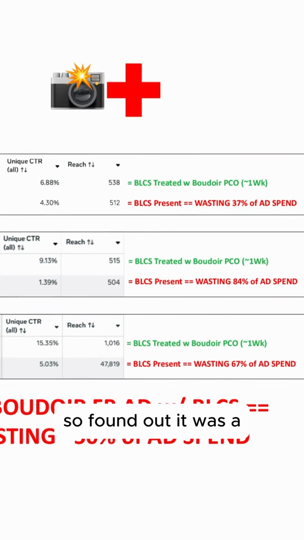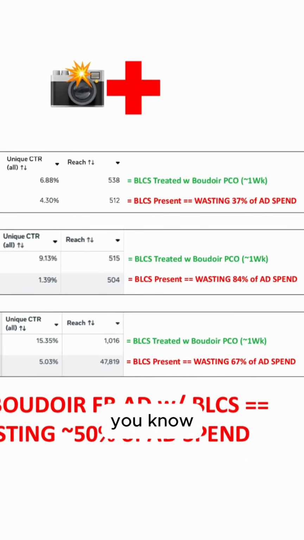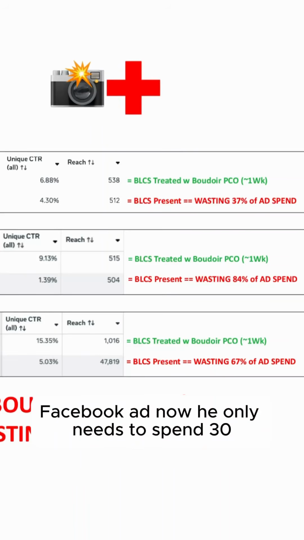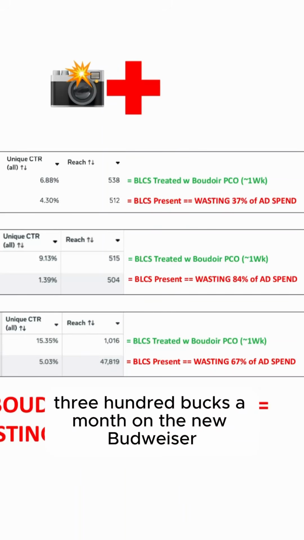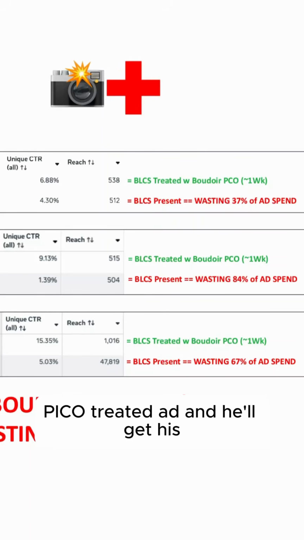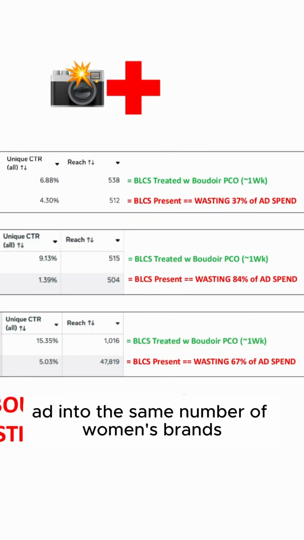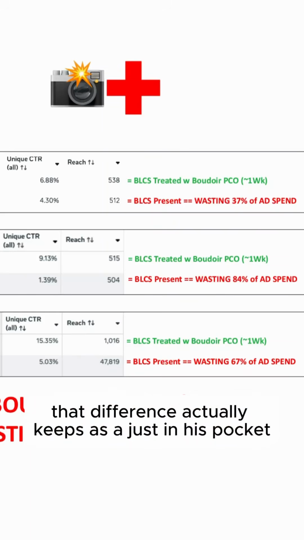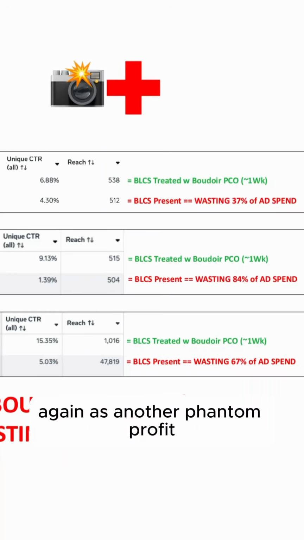So found out the original Boudoir Facebook ad was wasting 67% of ad spend. So if he was spending 10 grand a month on the original Boudoir Facebook ad, now he only needs to spend $3,300 a month on the new Boudoir Pico treated ad, and he'll get his ad into the same number of women's brains. And that $6,700 a month delta, that difference, he actually keeps in his pocket. Again, as another phantom profit, Boudoir Pico profit, whatever.